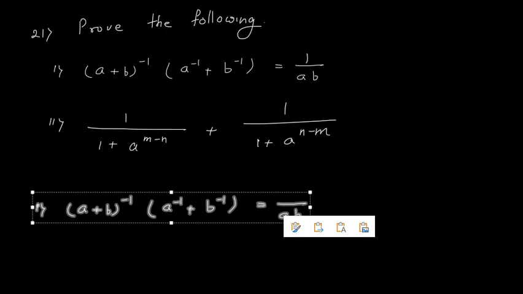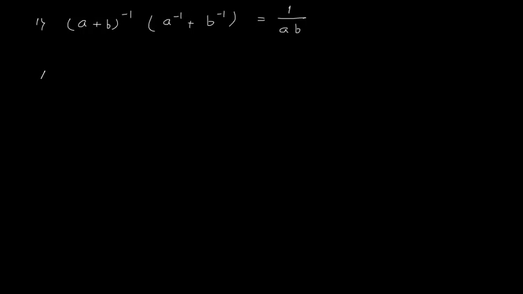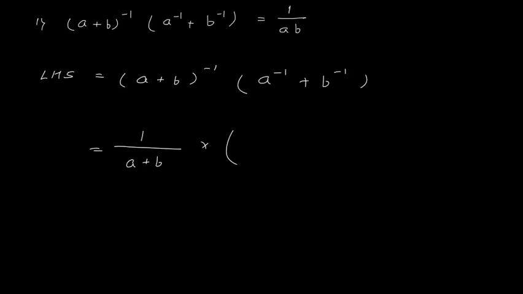So this first question, we will start with the left hand side, right? So your LHS, left hand side, is (a plus b) the whole power minus 1 into a power minus 1 plus b power minus 1. Now this (a plus b) the whole power minus 1 will be 1 upon a plus b into, here I have 1 upon a plus 1 upon b.